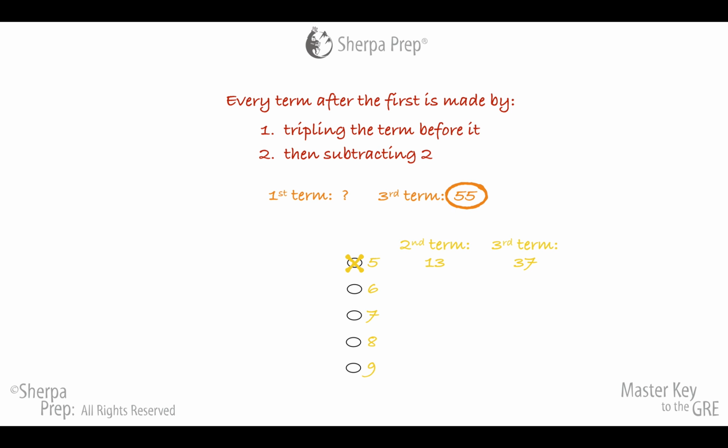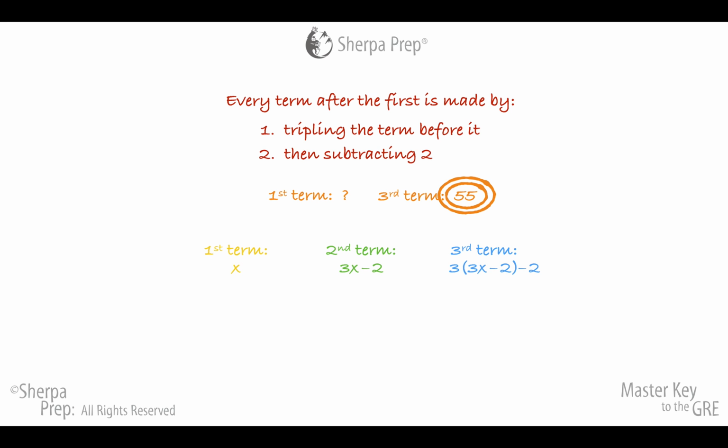The truth of the matter is we don't know what the first term of the sequence is, right? In math, anytime you don't know the value of something, you label it x. Let's call the first term in the sequence x. Well, the second term we would form by tripling the x and then subtracting 2. In other words, the second term in the sequence is 3x minus 2. And the third term would be formed by tripling that and then removing 2. Now, further recall, the third term equals 55. So 3 times (3x minus 2) equals 55. And that gives us an equation we can use to solve for x.